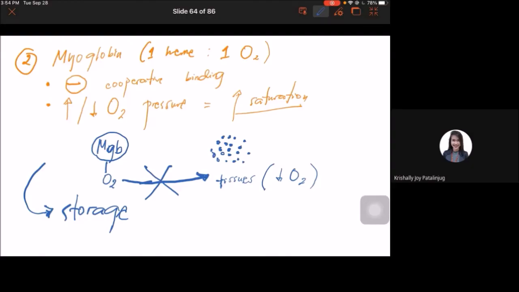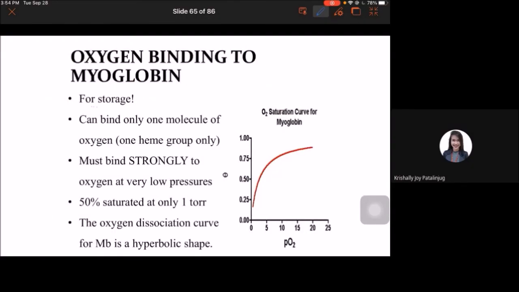Okay? So, for this slides, recap lang din to. Kung ano yung diniscuss ko sa pen and board, ito lang din yon. Diba sabi, myoglobin for storage. It can bind only one molecule of oxygen. One molecule of oxygen lang ang meron sa kanya, kasi one heme group only ang meron kay myoglobin. So, yan, naka-highlight. It can strongly bind to the oxygen even at very low pressure.